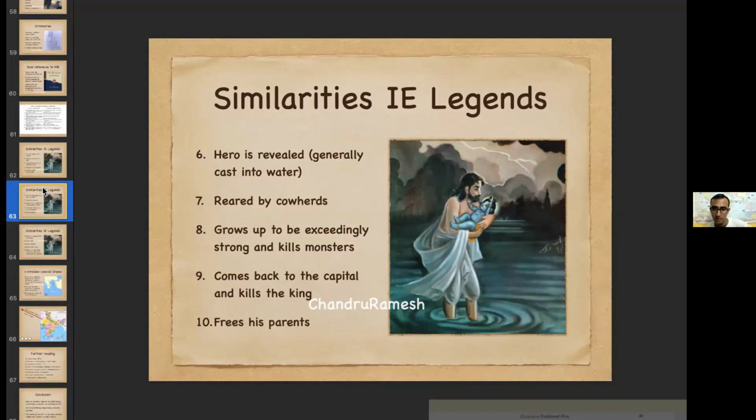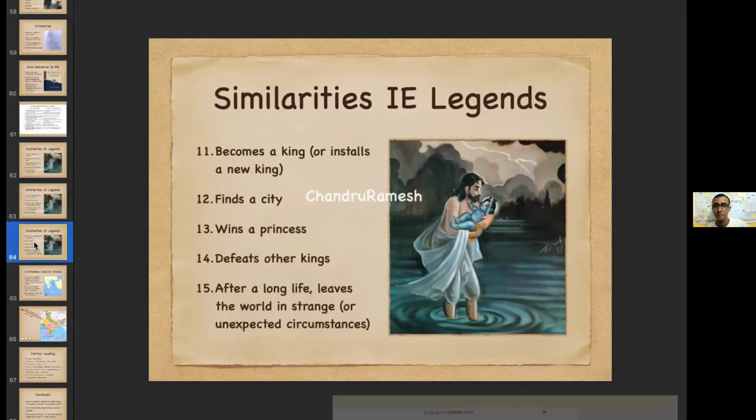This again is similar. Krishna grew up among cowherds in Gokula and Vrindavan, and he grows up to be exceedingly strong and kills monsters. This is also common, right? And finally, he comes back to the capital and kills the king. He frees his parents, okay, and then he becomes a king, or he installs someone whom he believes to be a king.